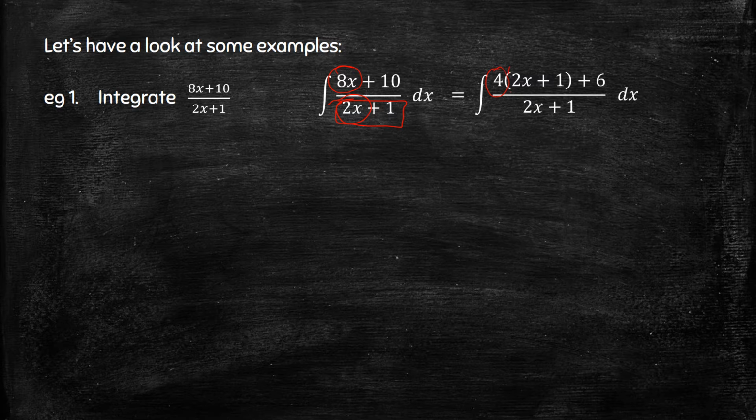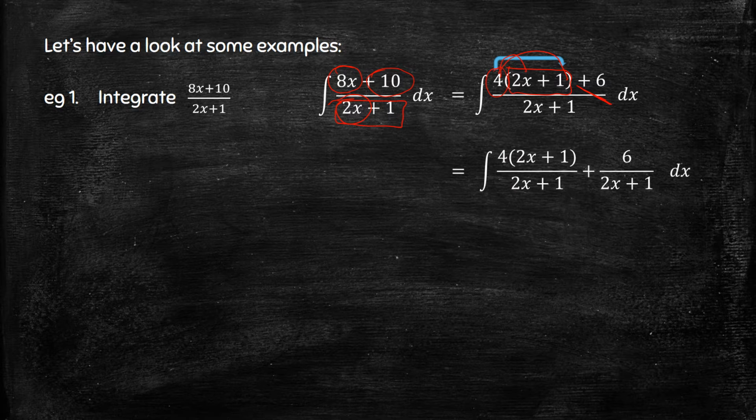So we put the 2x + 1 there, and then we have a look at it. 4 times 2x is 8x. Yep, that's what I had first. Then 4 times 1 is 4, but I wanted +10 there. So that's where this +6 comes from, to make it up to the 10. And what I can do then is split it up. So I end up with 4 times (2x + 1) over (2x + 1), plus 6 over (2x + 1).